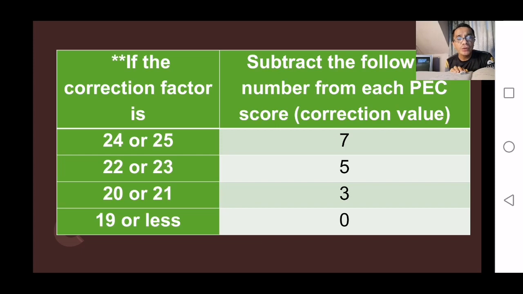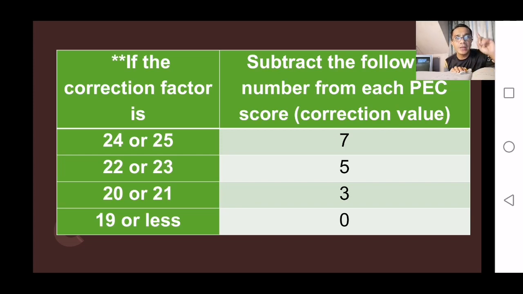Tingnan nyo kung ano yung na-compute yung correction factor. Anong sabi doon? If yung na-compute yung correction factor is 24 or 25, so magkasama yan. O kaya 22 or 23, 20 or 21, o kaya 19 pababa. Anong gagawin? Subtract the following number from each PEC score.